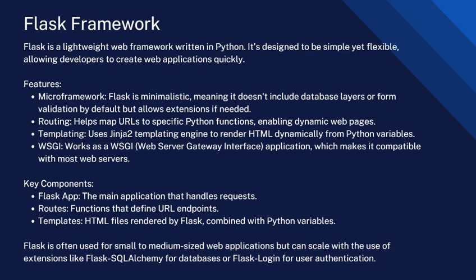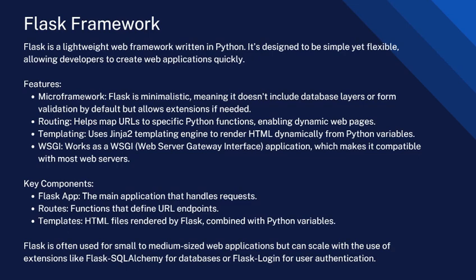Routing. It helps map URLs to specific Python functions, enabling dynamic web pages. Next is templating. It uses the Jinja 2 templating engine to render HTML dynamically from Python variables. Next is Web Server Gateway Interface. It works as an application which makes it compatible with most web servers.